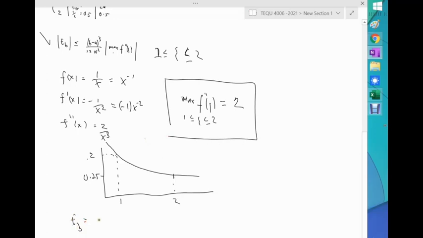by b minus a. That's 2 minus 1 to the cube over 12n squared. I said that n is going to be 4, so this is 16. And the maximum value is 2.